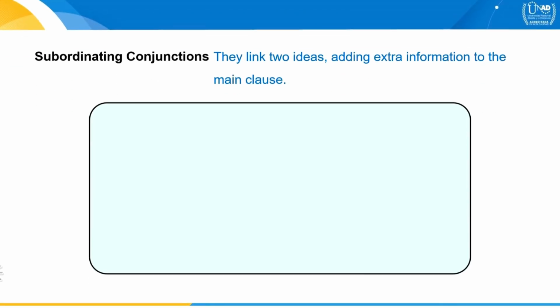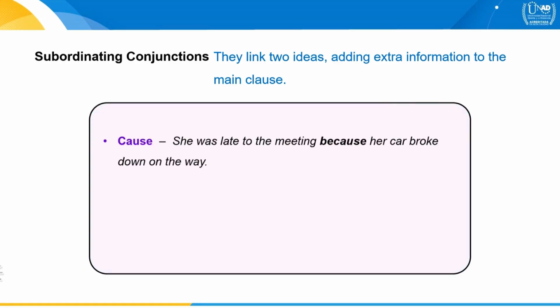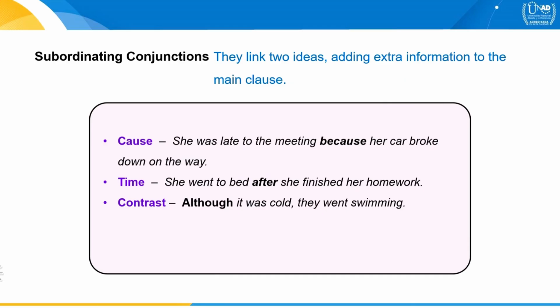Subordinating conjunctions. They link two ideas, adding extra information to the main clause. Cause: she was late to the meeting because her car broke down on the way. Time: she went to bed after she finished her homework. Contrast: although it was cold, they went swimming. Condition: you can't enter unless you have a ticket.